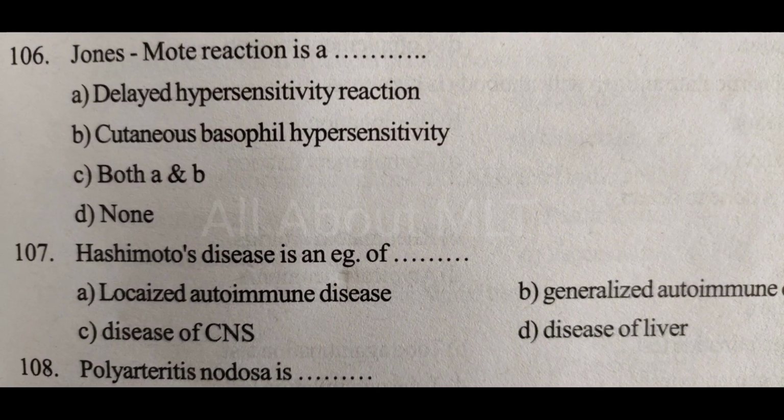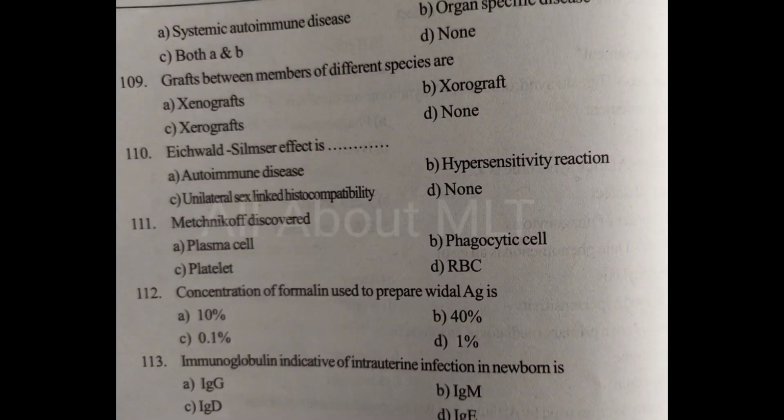Polyarteritis nodosa is a: option A, Systemic autoimmune disease; option B, Organ specific disease; option C, Both A and B; option D, None. Answer is option A.